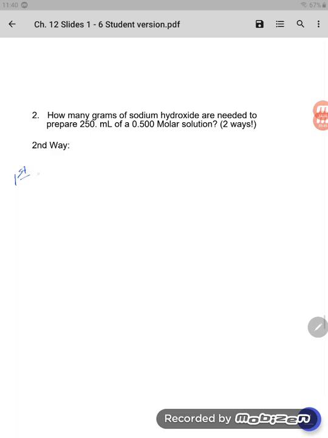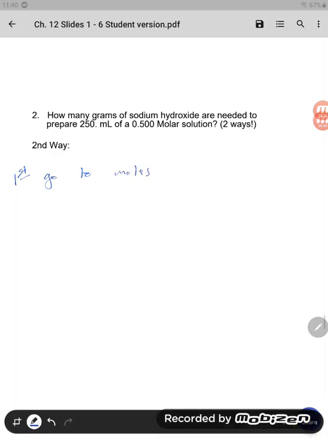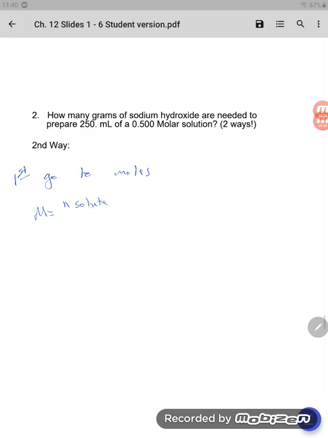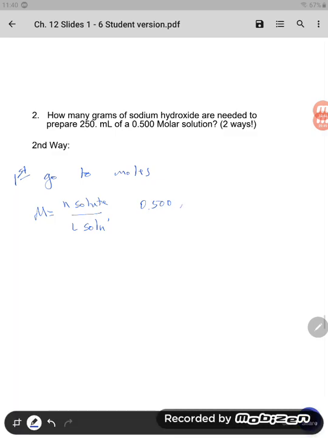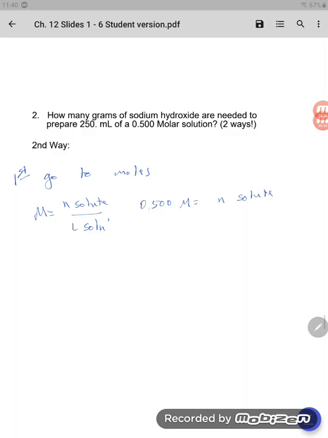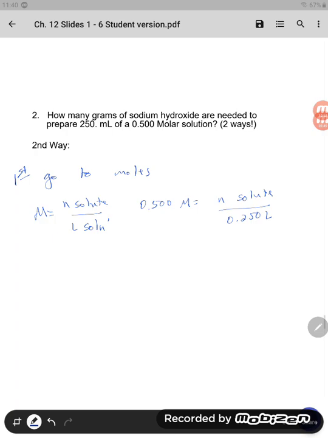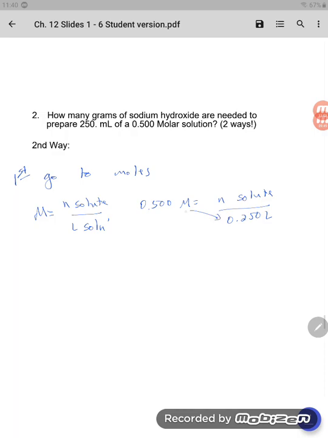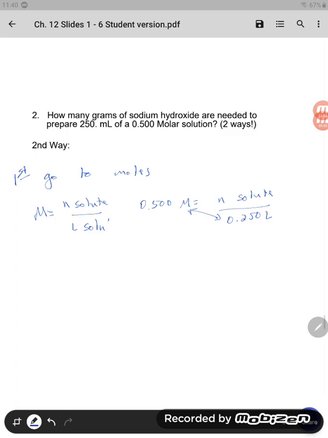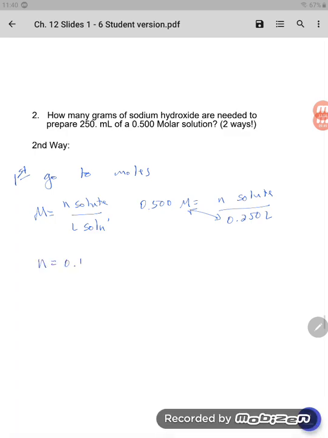So the first step that you're going to want to get to is go to moles. And the reason why is because we're going to set up a dimensional analysis type problem. Now, our general equation is molarity is n solute over liters of solution. And with this information, we can get ourselves to moles by just plugging in the values that we're given. Biggest mistake that we see, students not converting volume to liters, so make sure that you do that. As we isolate moles, we're going to multiply those 2 values together, and we're going to get a value of 0.125 moles of sodium hydroxide.